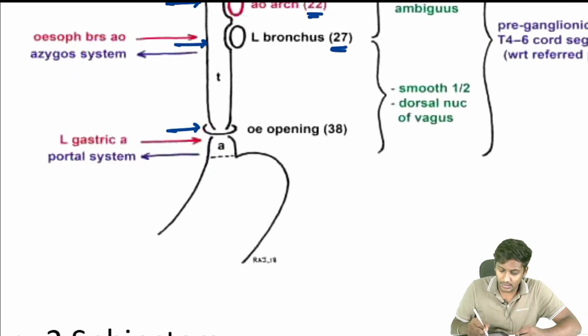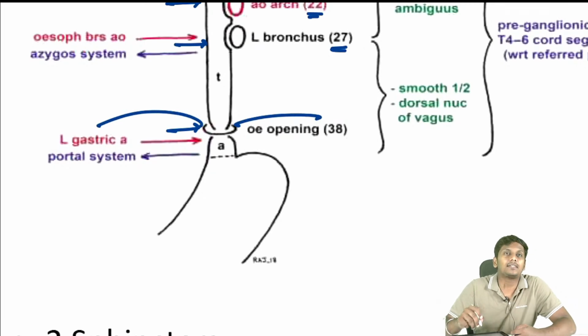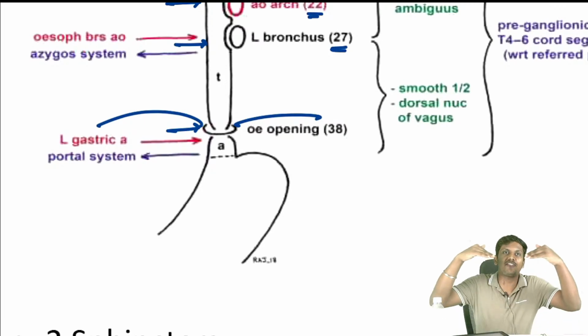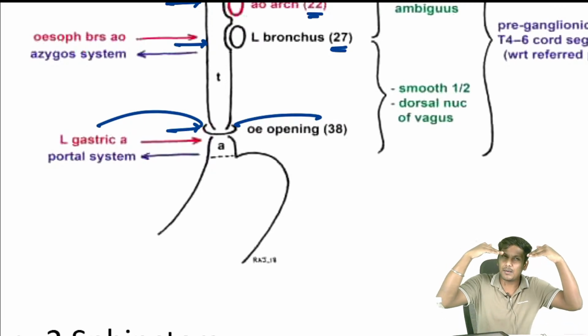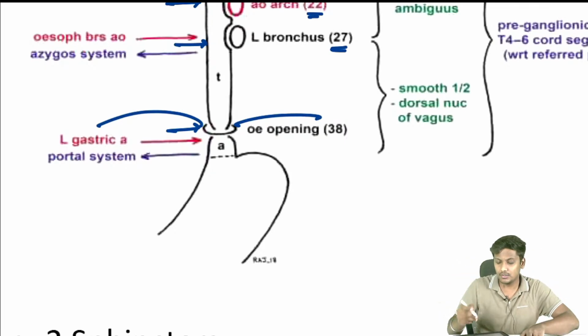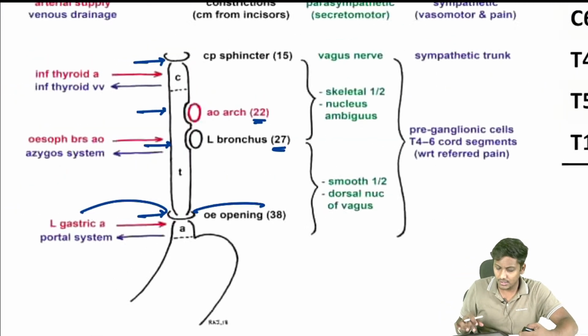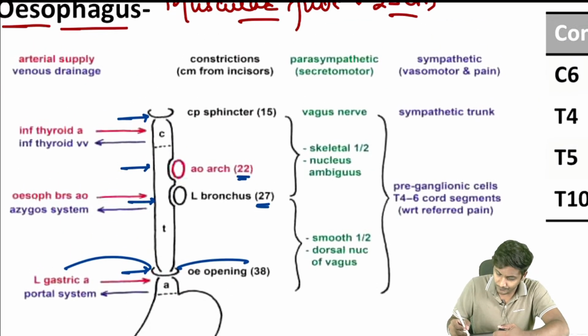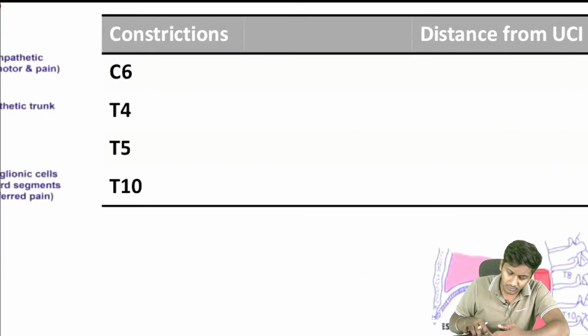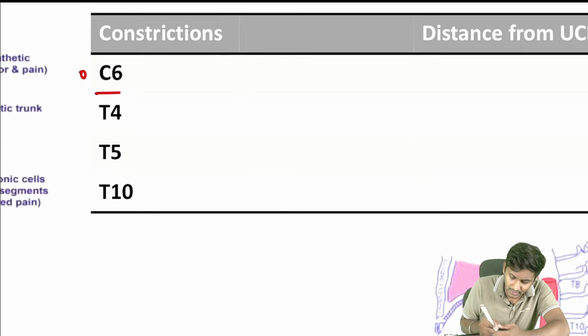That means when the esophagus passes via the diaphragm at the diaphragmatic opening, due to the diaphragm, definitely the esophagus will be compressed somewhat. Yes, so that is the fourth constriction. Okay, so these are the important things that you have to be aware of. So let's write them down over here in the table once. As I've told you, C6 is the first constriction. It is known as the cricopharyngeal sphincter.